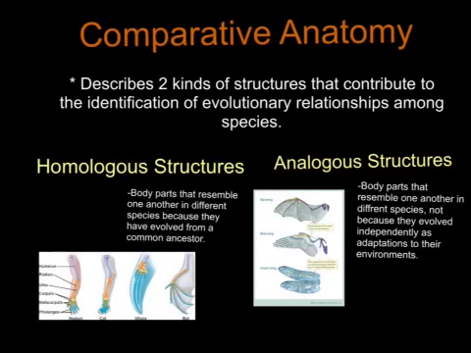And then the analogous structures, I shortened it so you could learn it faster, are body parts that resemble one another in different species, not because of common ancestry, but because they evolved independently as adaptations to their environments. So right here they have wings, but there are different types of wings. One has feathers, one is really stretchy, and one is very transparent. They need these certain types of wings because of their environments, as emphasized there.